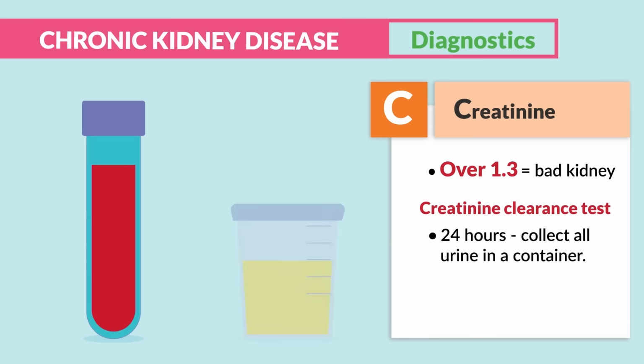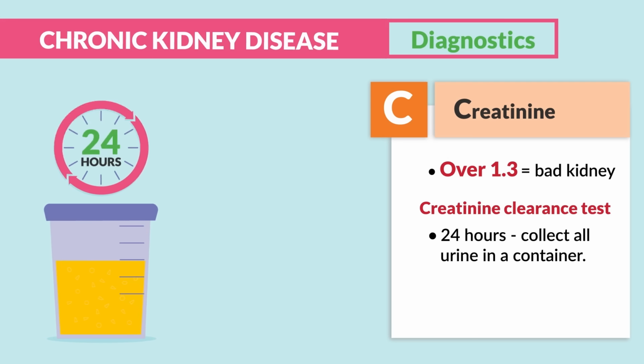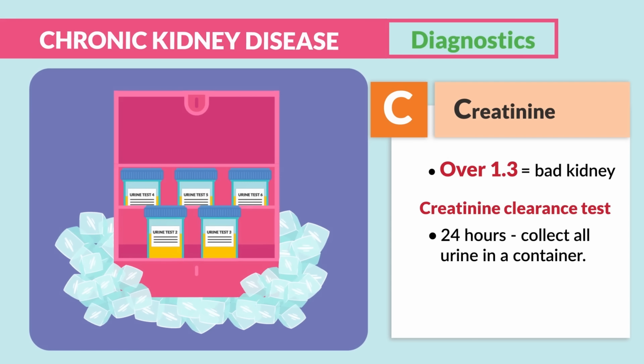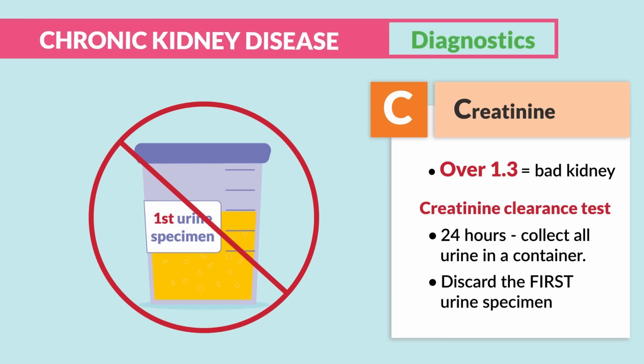The test requires both a urine specimen and a blood specimen in 24 hours. So the key points to write down and to know for your exams is 24-hour collection of all urine in a container, and we put it on ice to keep it cold. And another key point is you discard the first urine specimen when the test begins. Write that down. It's always a test question.